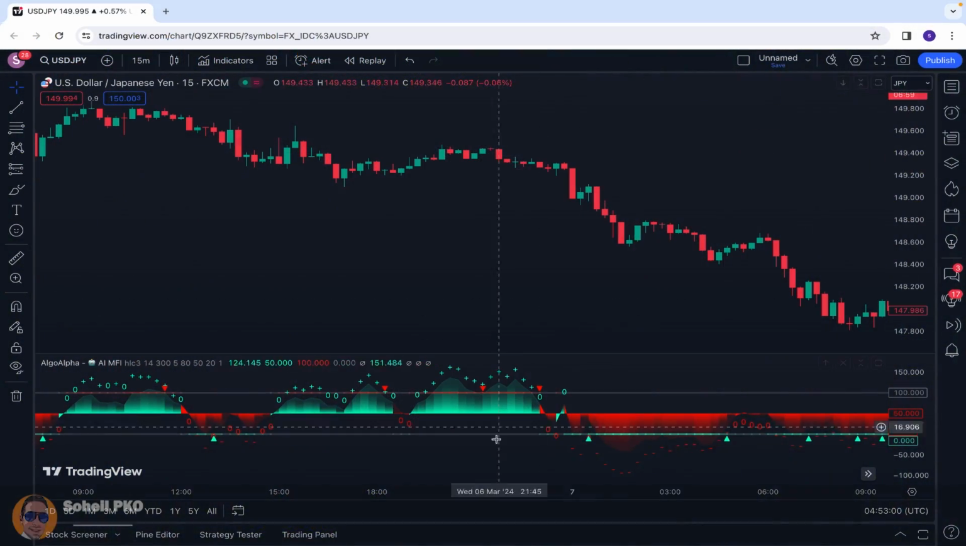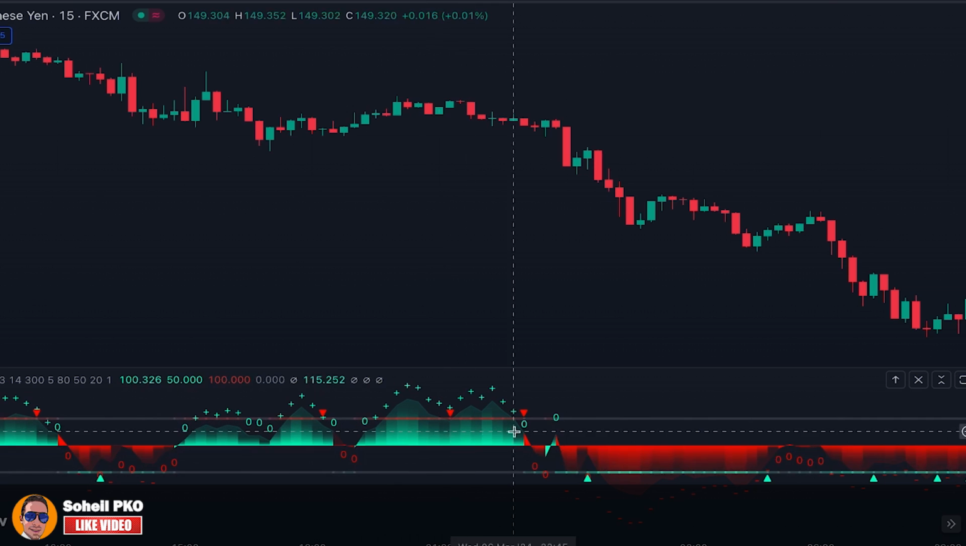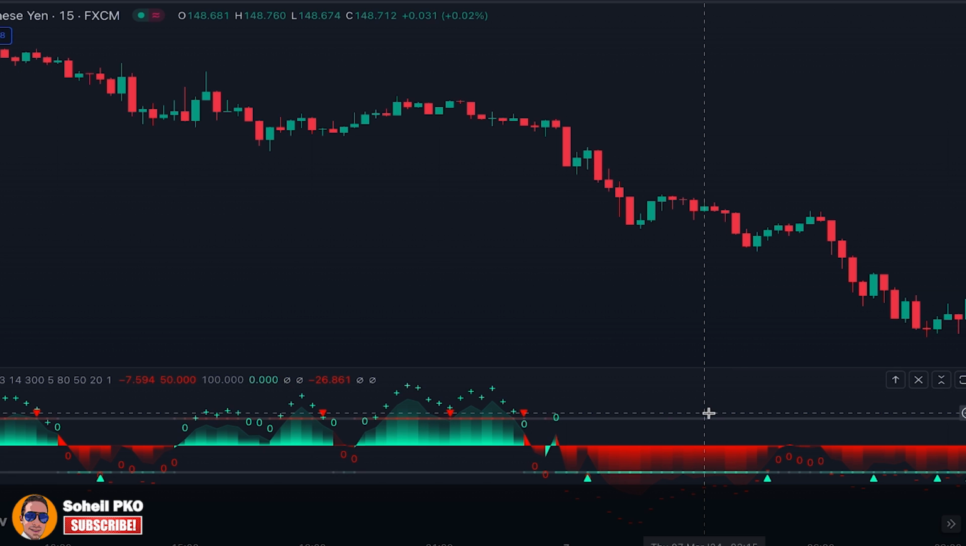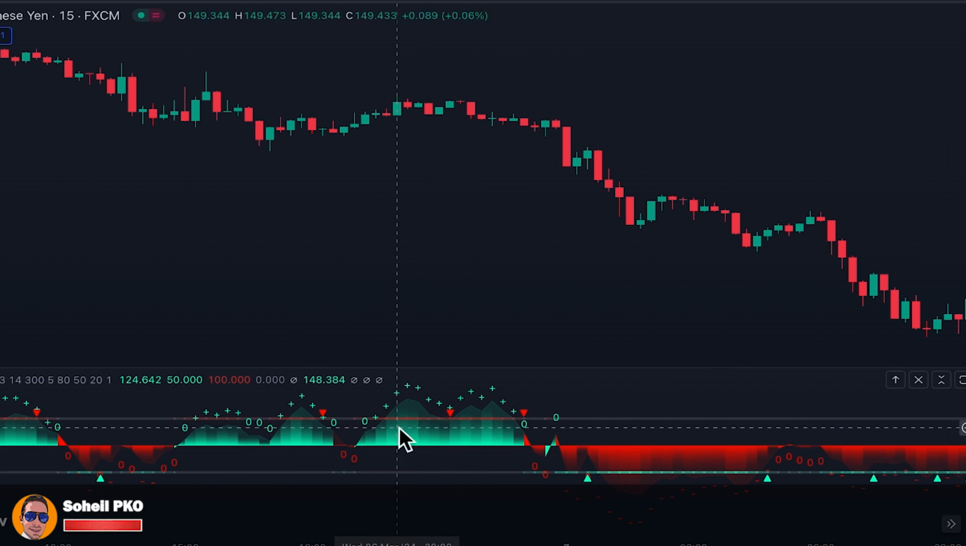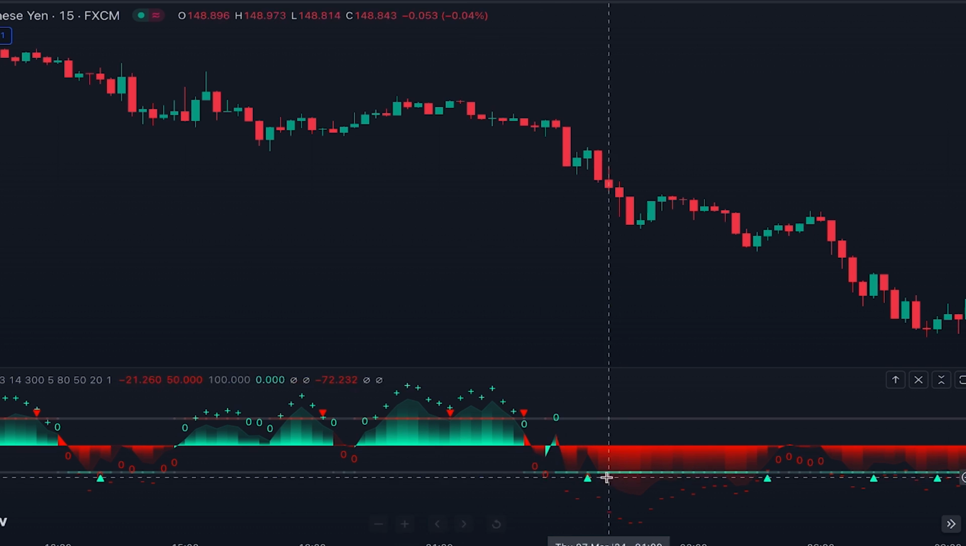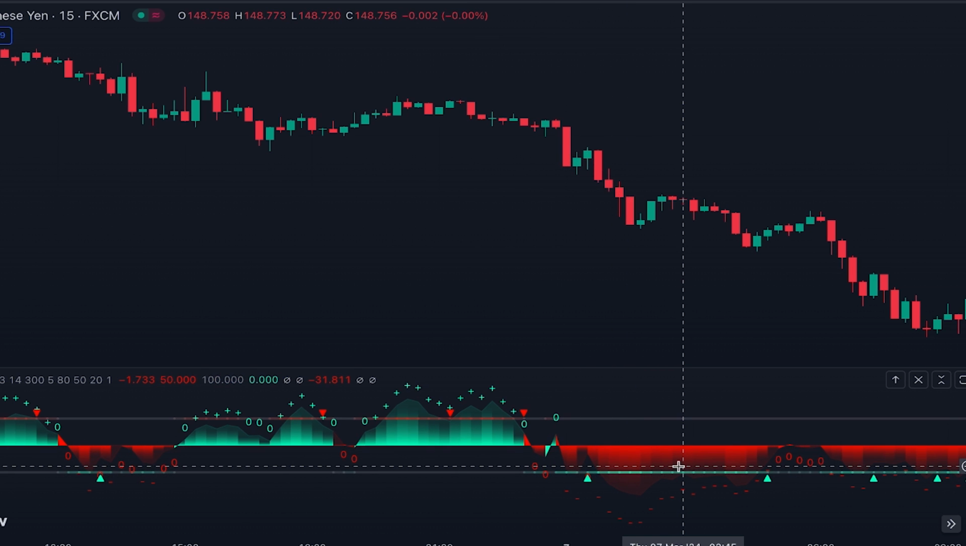Alright, now let's see what we have here. As you can see, we have a histogram that is oscillating above and below the center line, which is set at 50. Similar to other oscillators, when the histogram is above 50 and green, it tells us that we have greater upside momentum, and when it's below 50 and red, we have greater downside momentum.